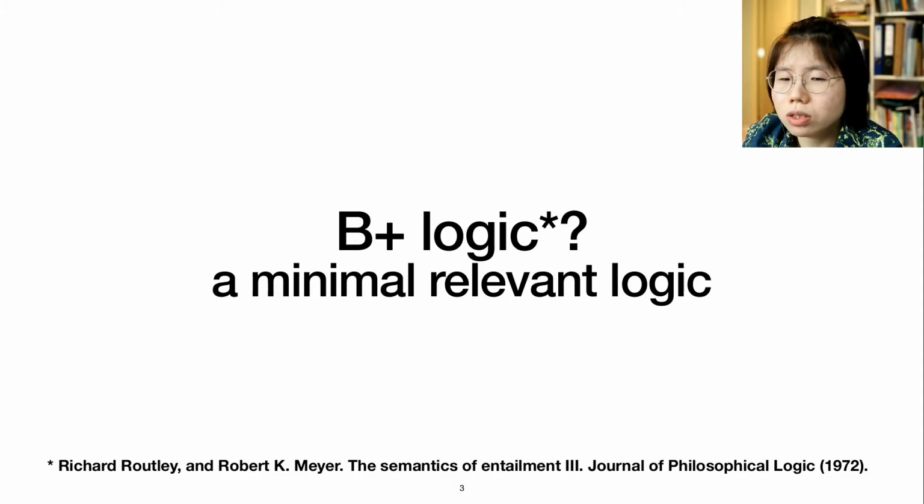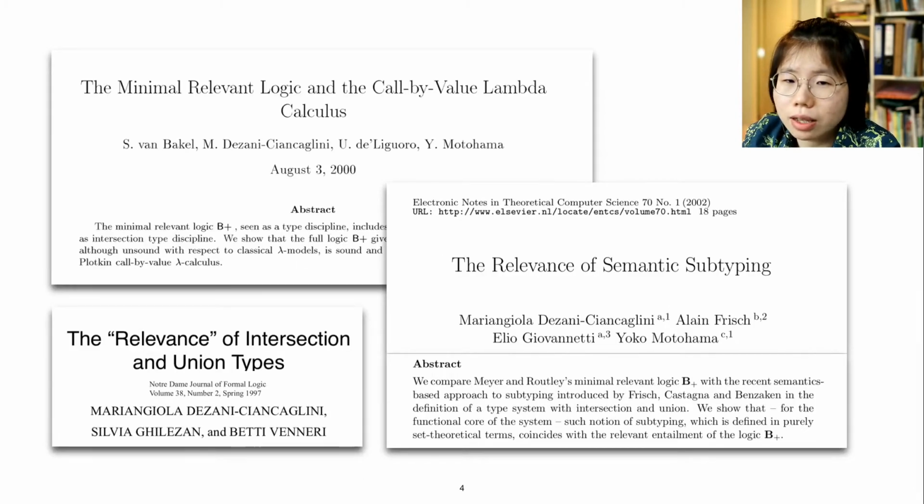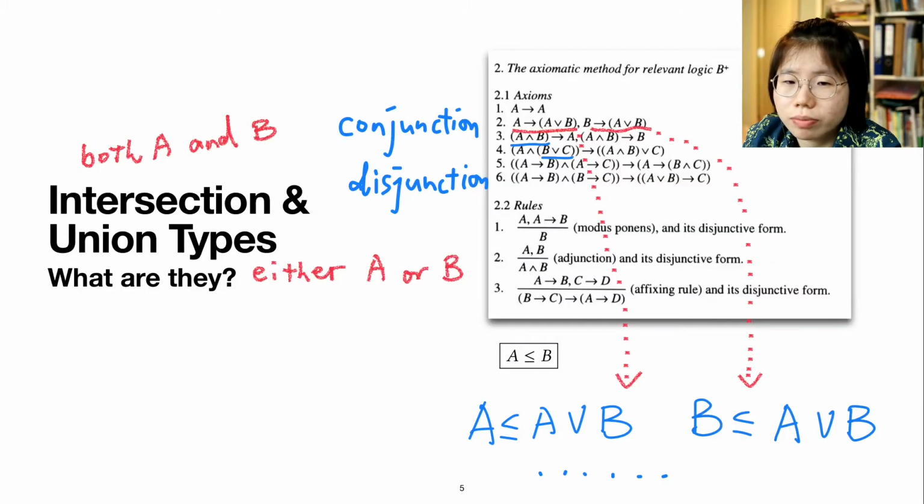So the story begins from the B+ logic. It is a minimal positive relevant logic system invented in 1972. PL researchers then discovered that such a logic system can be used to guide the design of type assignment systems with intersection and union types, and its axioms can be interpreted as subtyping rules.